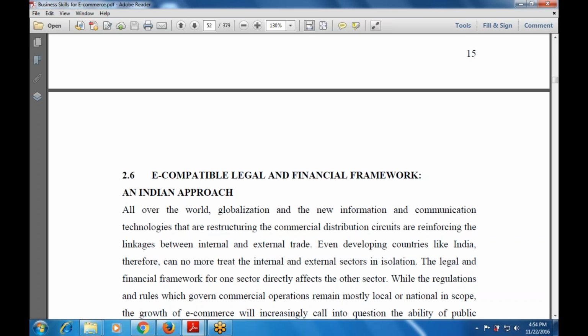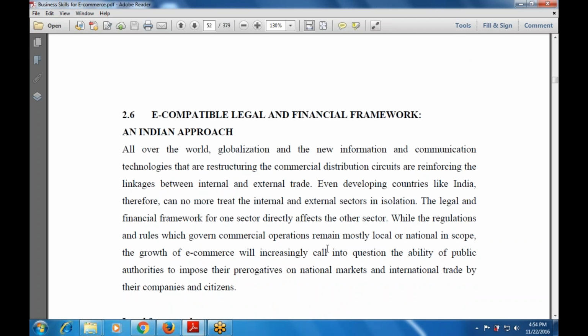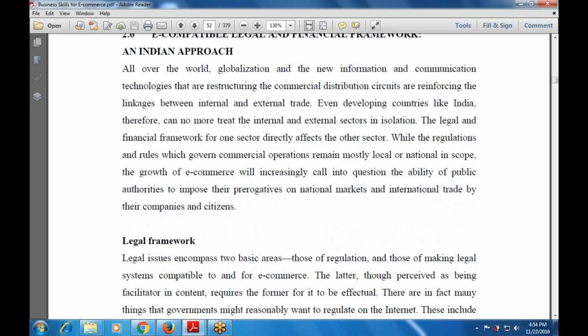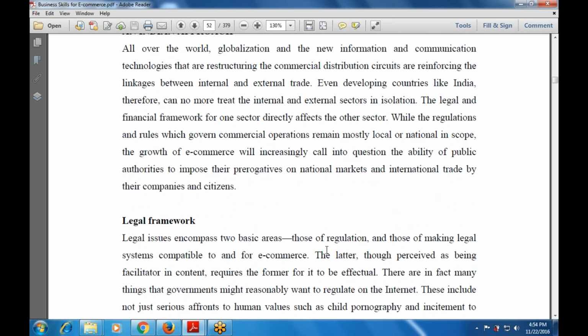While the regulation and rules which govern commercial operation remain mostly local or national in scope, the growth of e-commerce raises the question of the ability of public authority to impose their national market and international trade rules on their companies and citizens. Then the legal framework also includes two basic areas, those of regulation and those of making the legal system compatible to and for e-commerce.